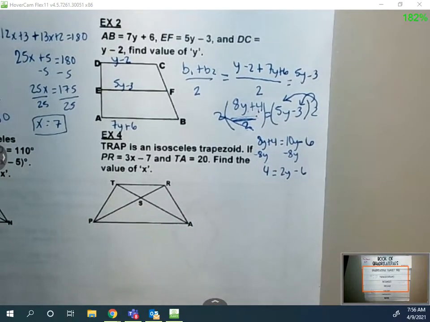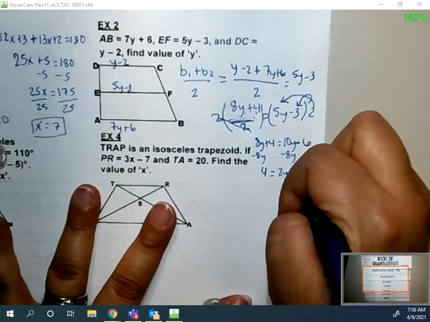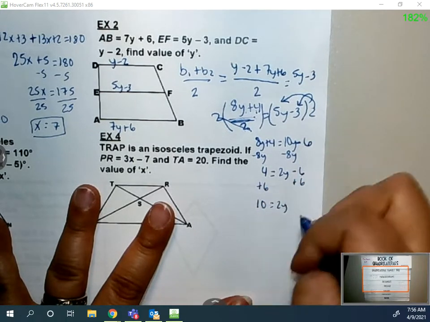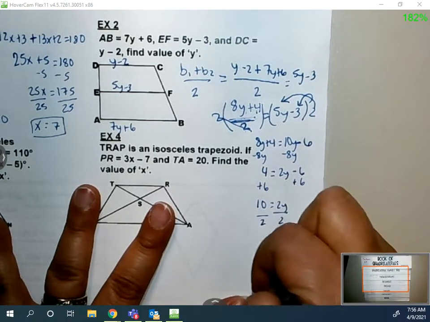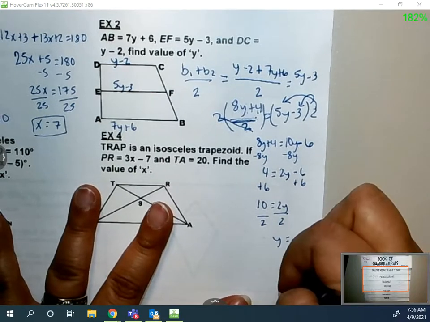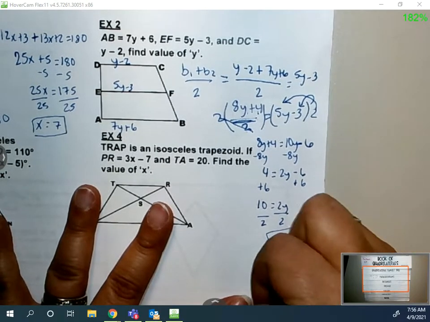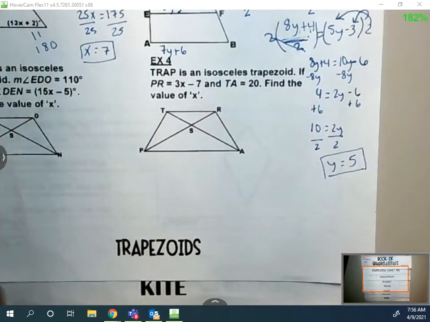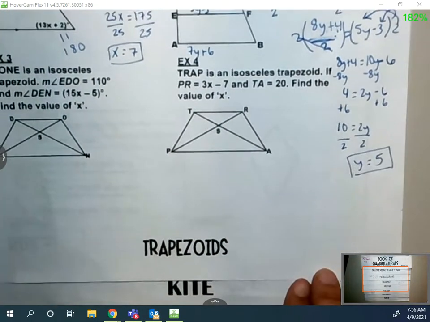Now what do I do? Plus 6 to both sides. 10 is equal to 2y. Divide by 2. Y is equal to 5. Okay, so I know it's a lot of algebra, but it's algebra. Y'all should be good with algebra. Okay.